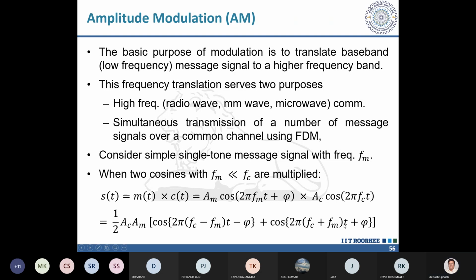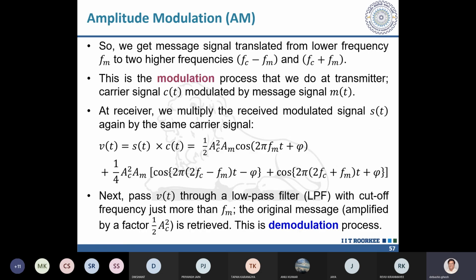You can see that one is plus fc and another is minus fc. So you can just check it: basically I am translating it back by multiplying. What I will be getting, you can do on your own. It is just simple trigonometric manipulation. If you do the simple trigonometric manipulation, you will see that after multiplying s(t) again with c(t), one term will come like this, and there will be two other terms, and that will be like this.